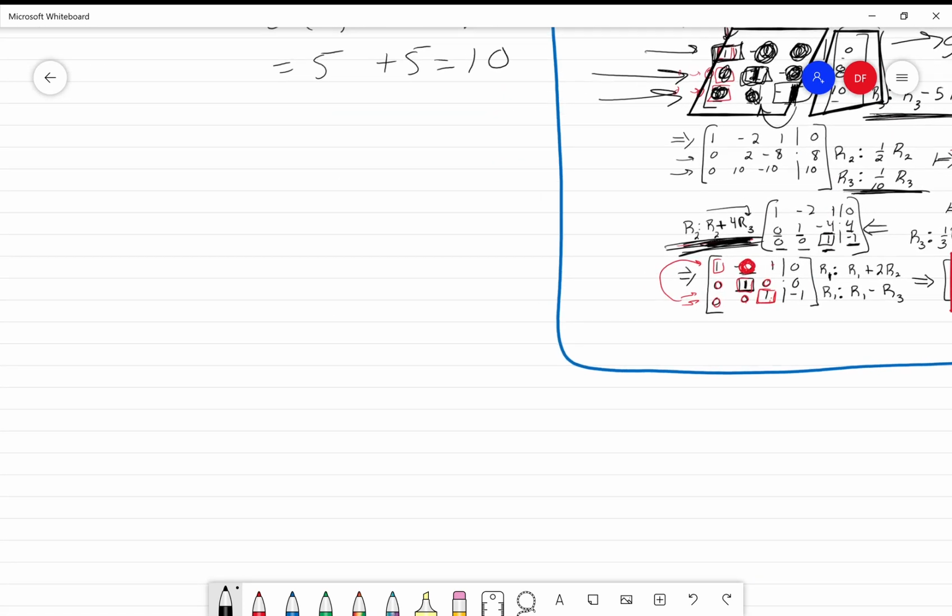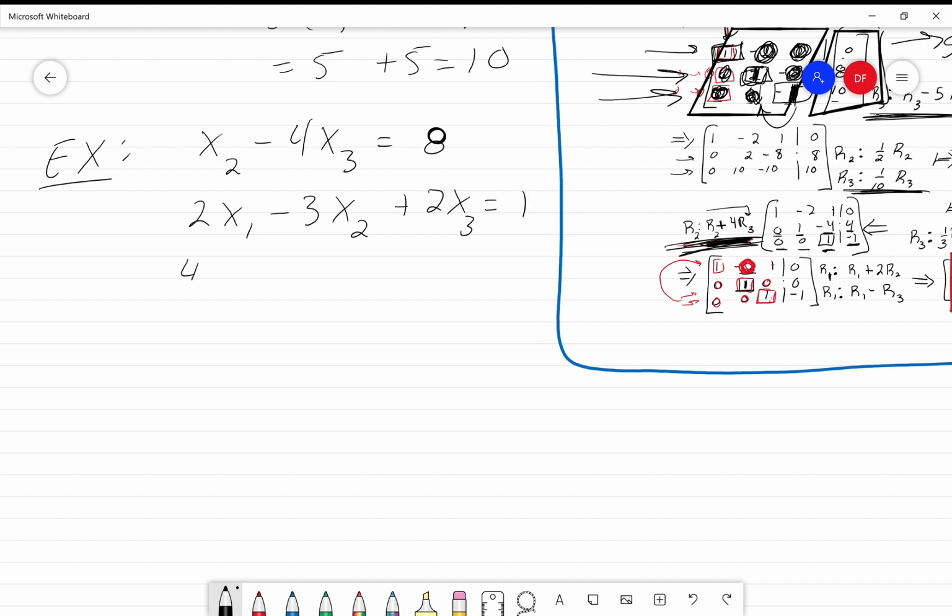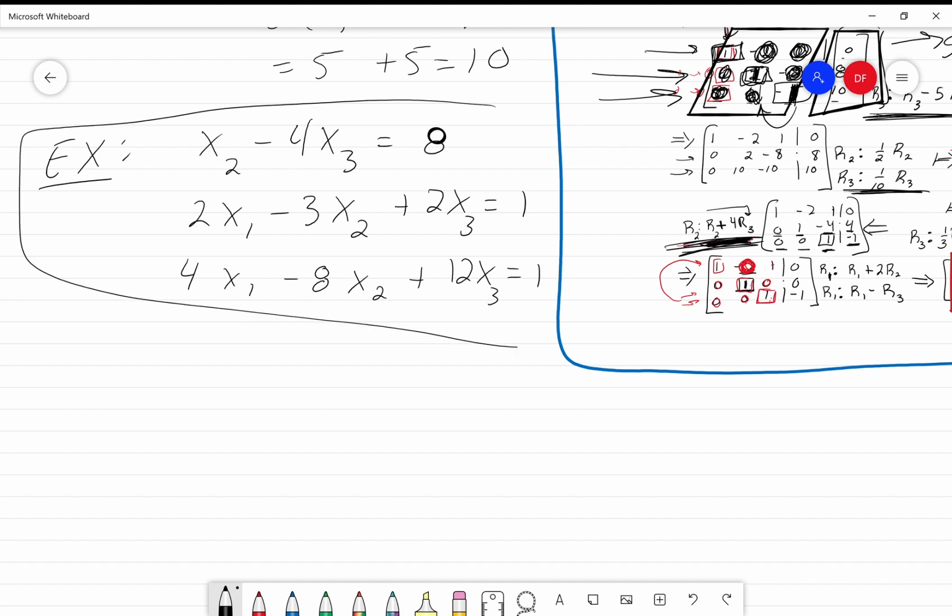Okay, but what you should do now is you should do this example yourself at home, and then I will go over this example in the next video. So we have x2 minus 4x3 equals 8. We have 2x1 minus 3x2 plus 2x3 equals 1. And we have 4x1 minus 8x2 plus 12x3 equals 1. You should do this example yourself, and I will go over it in the warm-up for the next video.